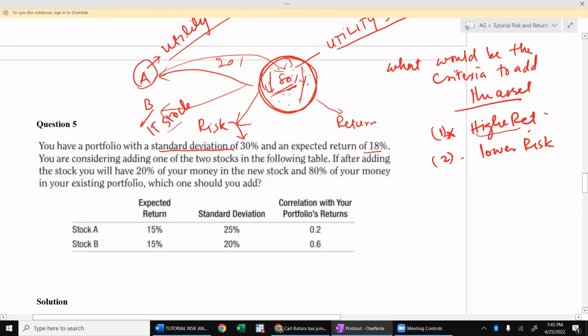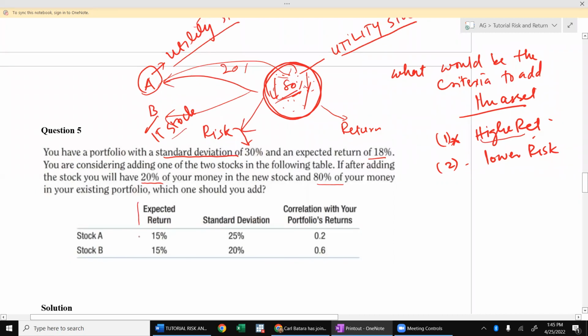So if after adding the stock, you will have 20% of your money in the new stock and 80% of your money in the existing stock, which one should you add? As you can see, based on the expected return, both of the stocks are giving you the same return, right? So if I don't write this information, what should be the criteria?